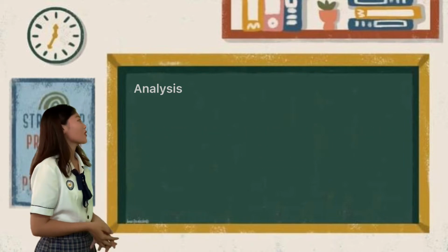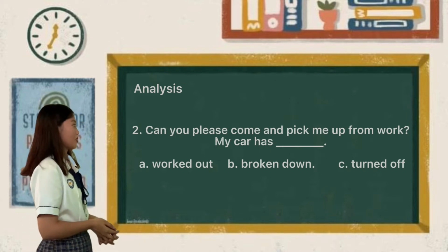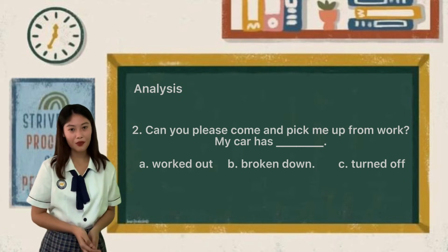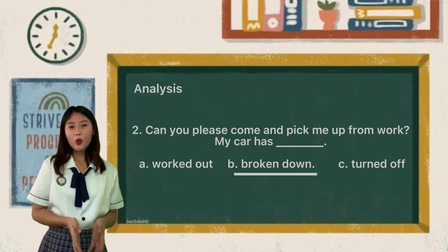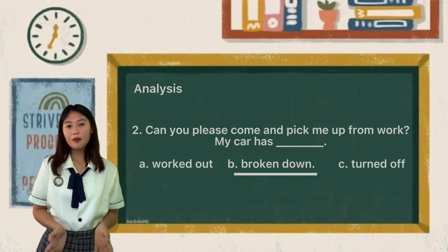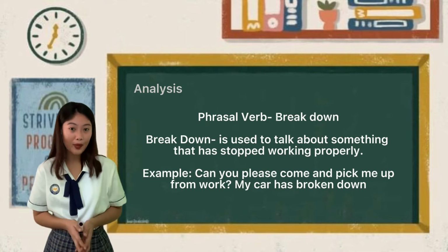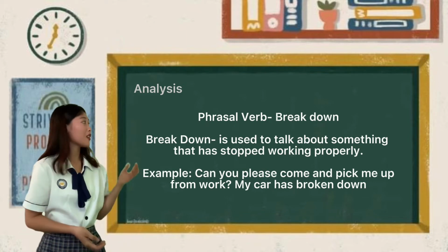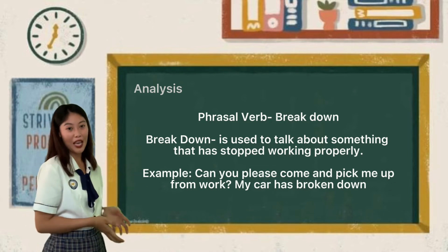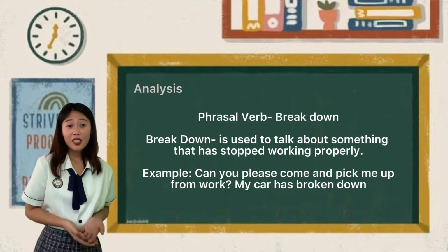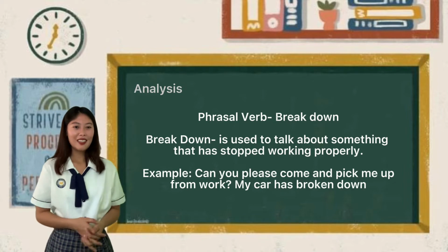Number 2, can you please come and pick me up from work? My car has blank. The answer there is, right, broken down. When we say broken down, it means what? It means something has stopped working properly. For example, can you please come and pick me up from work? My car has broken down. So the car is not working, so could you please come and get me with your car, right?